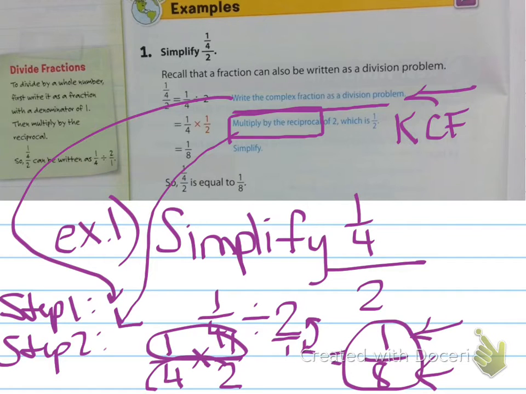First write as a fraction with a denominator of 1, then multiply by the reciprocal. You can copy this little note down with the example here where 1/4 divided by 2 can be written as 1/4 divided by 2 over 1. And then we do our KCF.